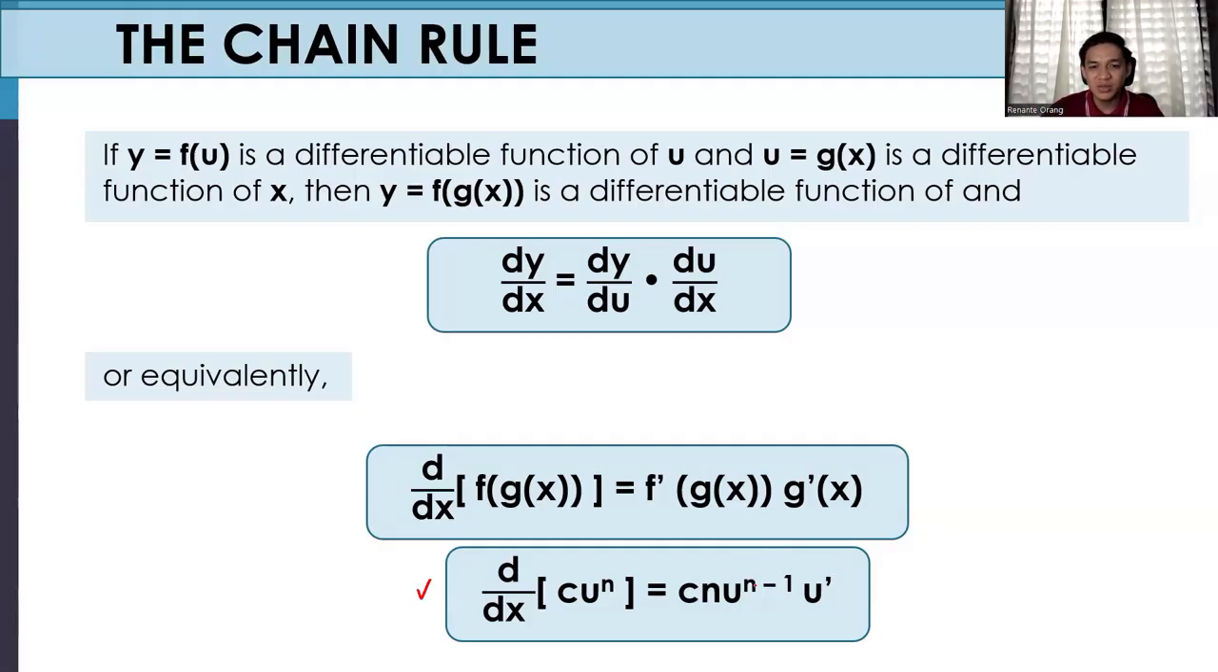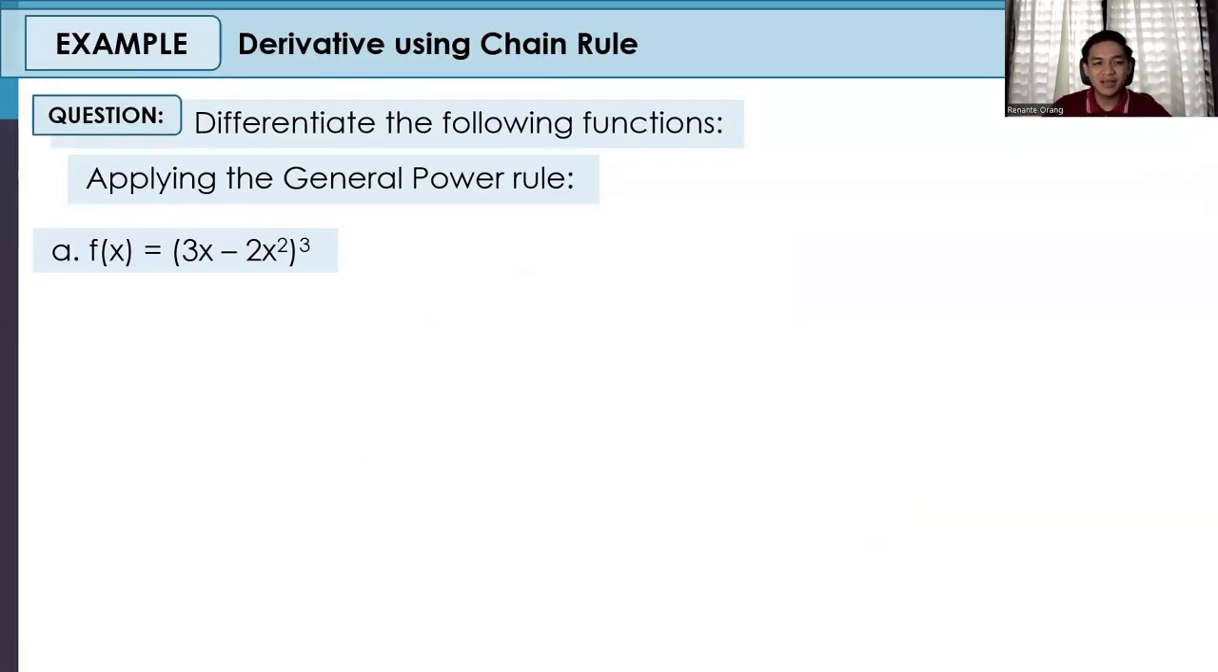Ibig sabihin, yung u natin itself can be differentiated again. So, kaya may u prime tayo sa my last part. Sa chain rule natin, class, same pa din lahat ng process na ginagamit natin, madadagdagan lang tayo ng u prime sa last part. Ibig sabihin, yung napili natin na u is i-derive natin ulit. Para mas maintindihan natin, we have our example.